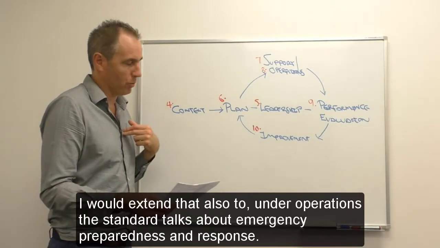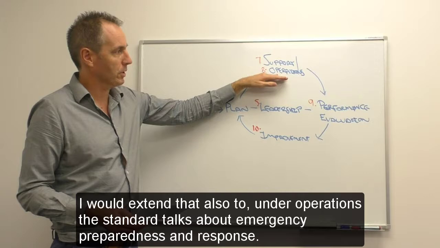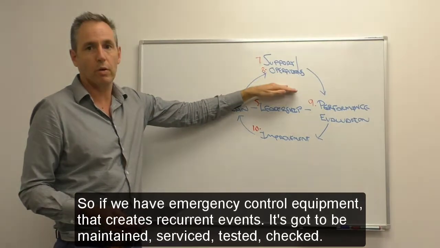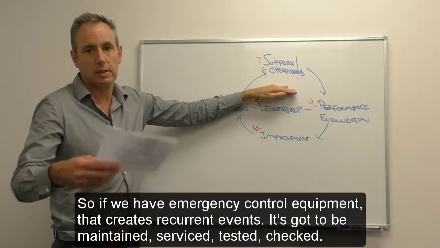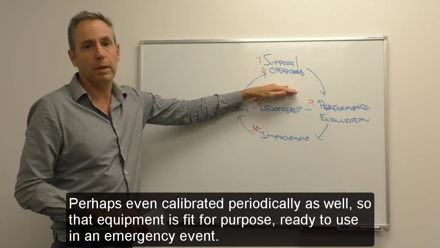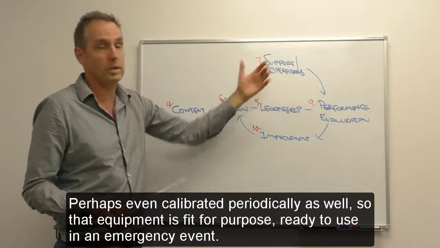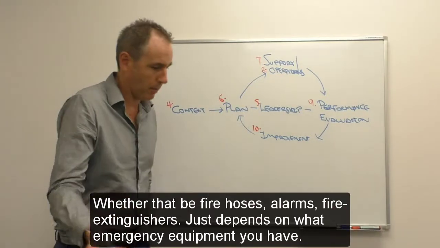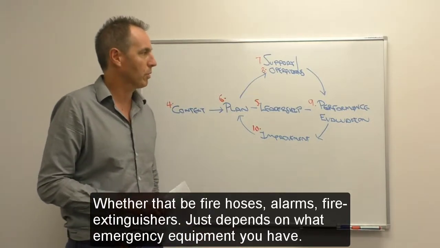I would extend that also to under operations. So the standard talks about emergency preparedness and response. So if we have emergency control equipment, that creates recurrent events. It's got to be maintained, it's got to be service tested, checked, perhaps even calibrated periodically as well, so that that equipment is fit for purpose, ready to use in an emergency event. Whether that be fire hoses, alarms, fire extinguishers, it just depends on what emergency equipment you have as well.